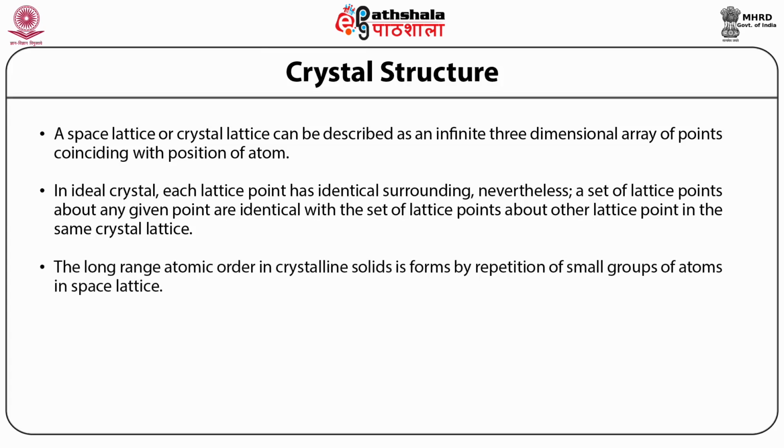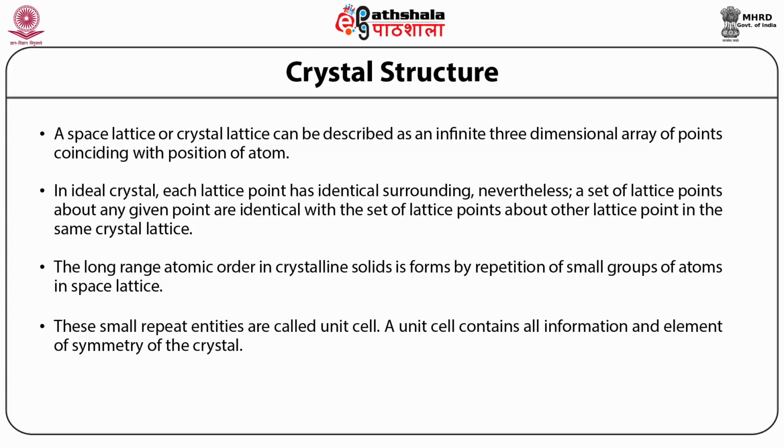The long-range atomic order in crystalline solids is formed by repetition of small groups of atoms in the space lattice. Hence, in order to describe a crystal structure, it is more suitable to subdivide the structure into small repeat entities. These small repeat entities are called unit cells. A unit cell contains all the information and elements of symmetry of the crystal.